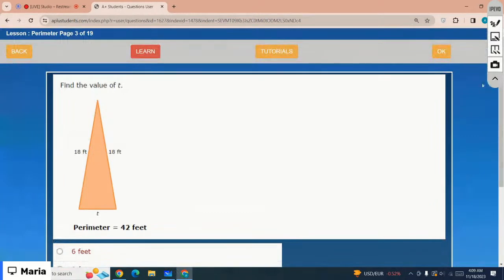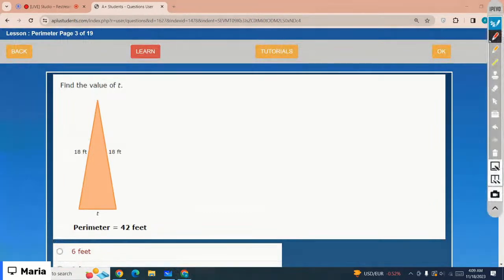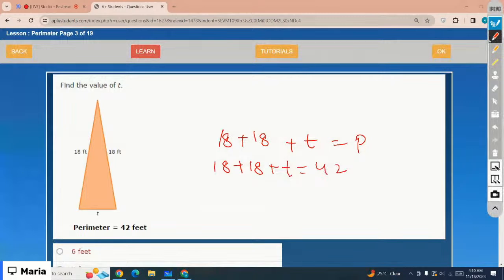18 plus 18 plus t equals 42, right? The sum of all the sides, 18 plus 18 plus t, must equal the perimeter, and you are given the perimeter, that is 42 feet. So 18 plus 18 is 36, so t equals 42 minus 36, that would be 6 feet. So the length of the third side must be 6 feet. If you are given the perimeter and two of the side lengths, you can find the third one, like the way I just did. So the correct option is 6 feet.